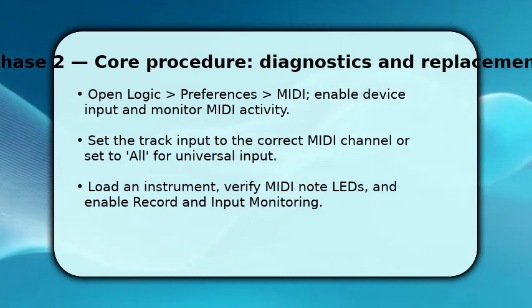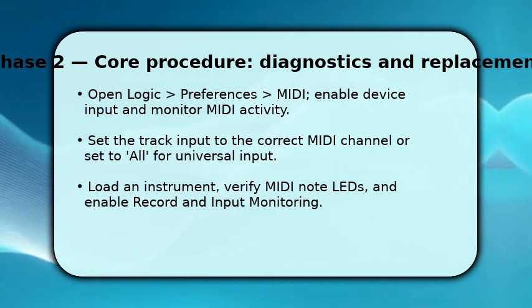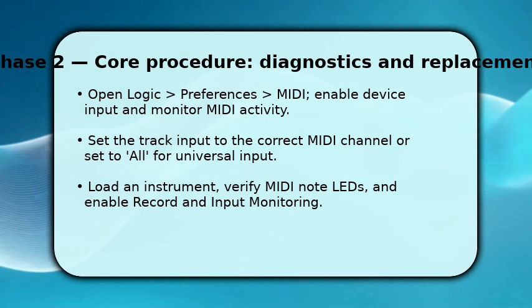Go to Preferences, then Midi, and confirm your device is listed and input is enabled. This ensures Logic accepts data. Next, set the track's Midi input to the keyboard channel or to all if you want simplicity.